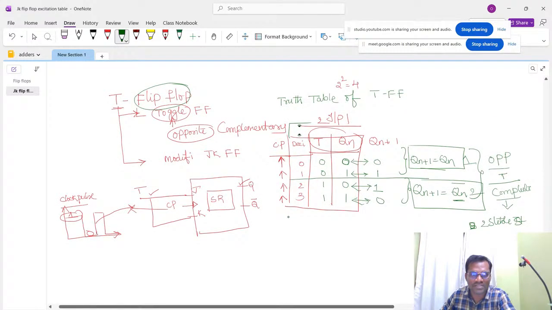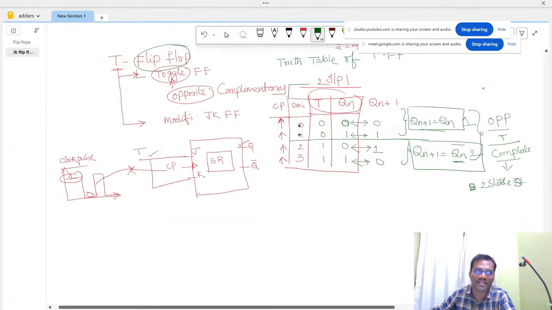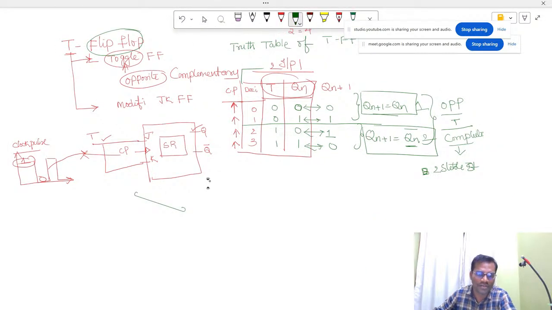Now, from this truth table of the T flip flop, what do we have to derive? We have to derive the output equation. What is the name of this output equation? Already we discussed. It is the characteristic equation of which flip flop? T flip flop. Super. How do we get the characteristic equation of a T flip flop? We have to use a technique called K map. What is K map? Karnaugh map.